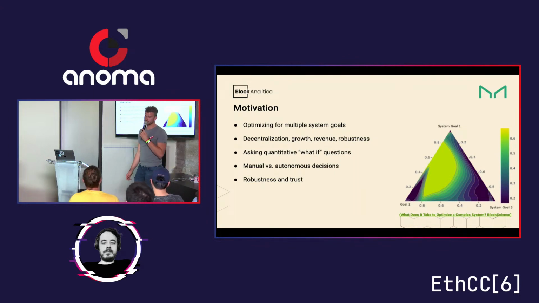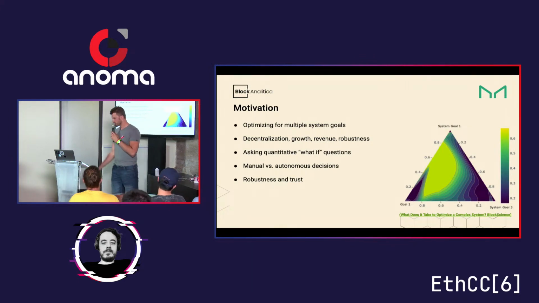When it comes to the motivation behind all this, it has to do with trust. While it might seem paradoxical talking about trust and trusted systems, it has to do with minimizing the trust assumptions, basically the number of governance decisions, meaning moving from manual human decision making towards more autonomous decisions. And that's how robustness and trust come into play.